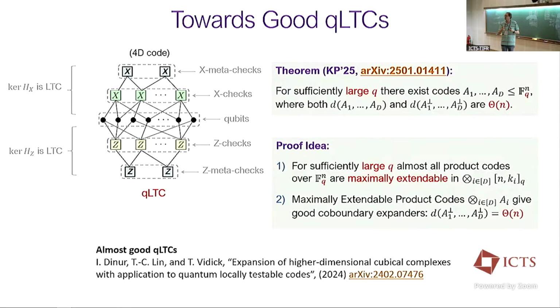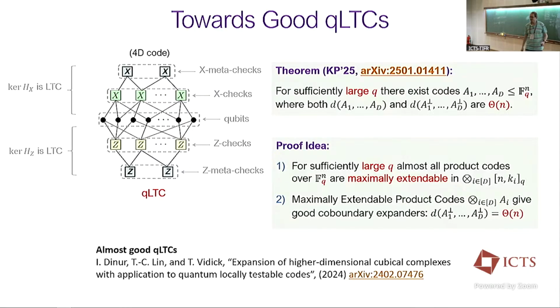Right now, what we know is that if we choose a sufficiently large finite field, then with high probability we have both these properties. But this is not enough to use it with codes with some specified symmetries. So this is an open problem you can try to solve, because if you solve it, then you solve the good QLTC problem.